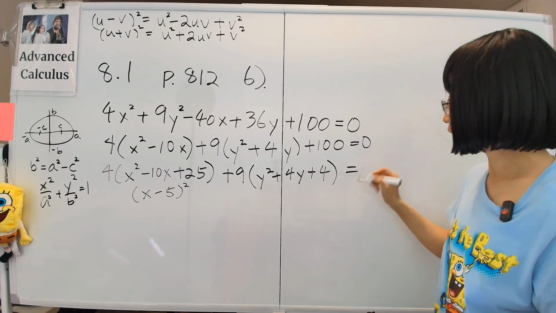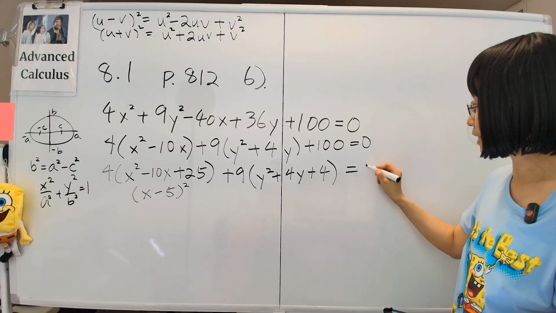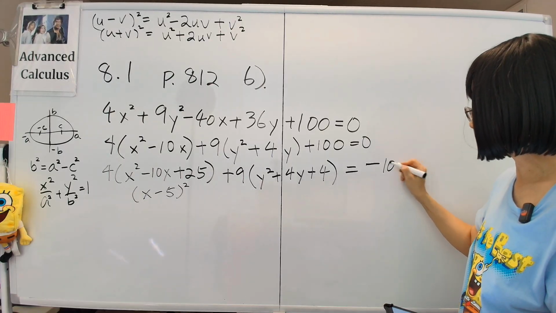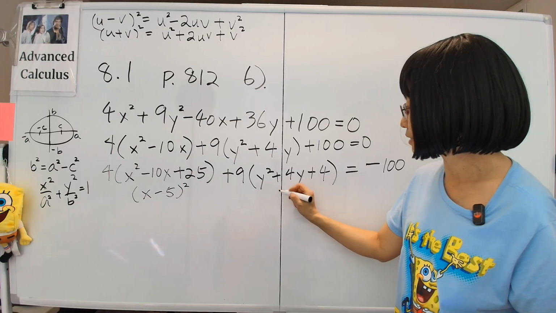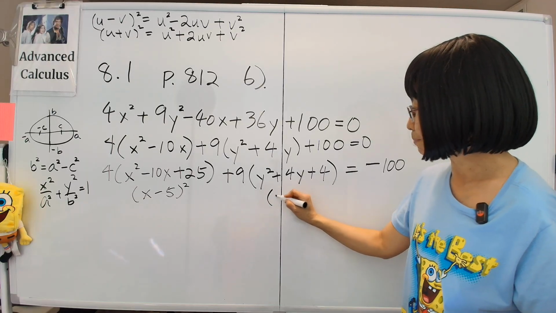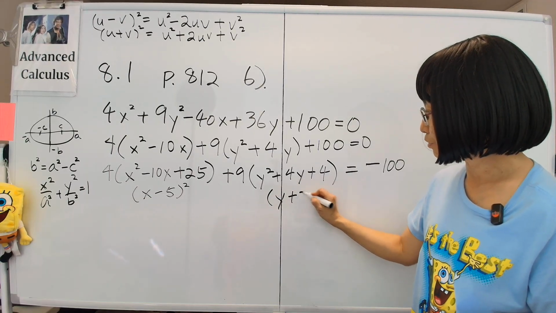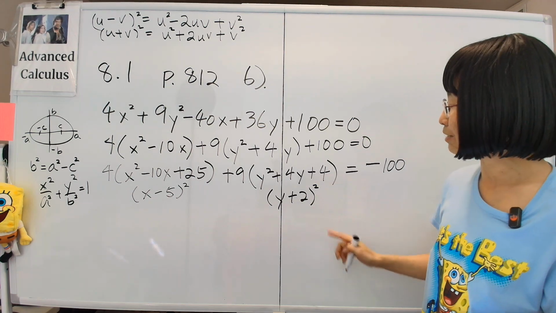And so in the meantime, I'll move the 100 to the other side of the equation. That makes it minus, okay? And so this equation is basically, that becomes y plus 2 squared. See, that's why it's called completing the square.